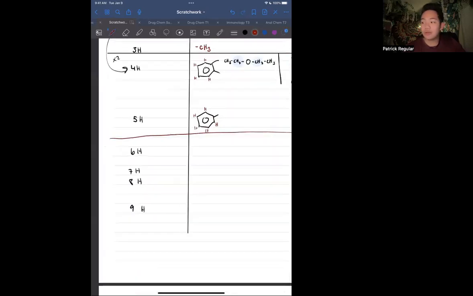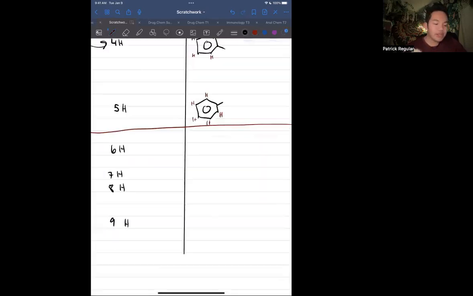Now 6H gets a little bit weirder. Two situations, you have a geminal dimethyl group.